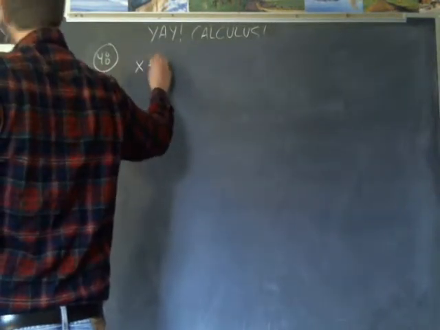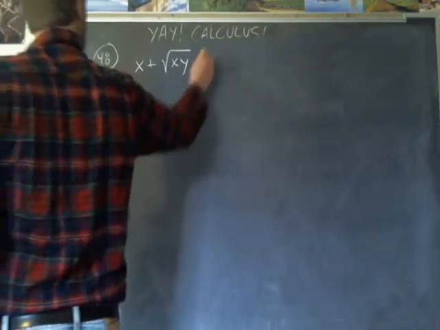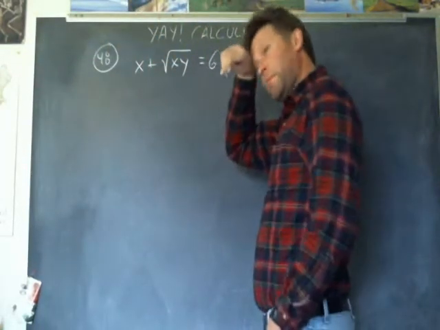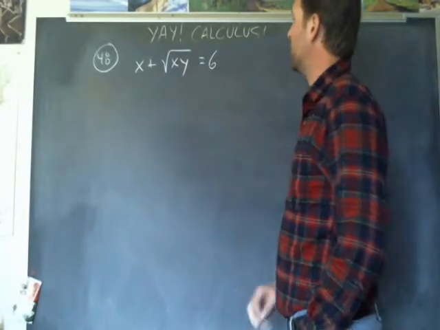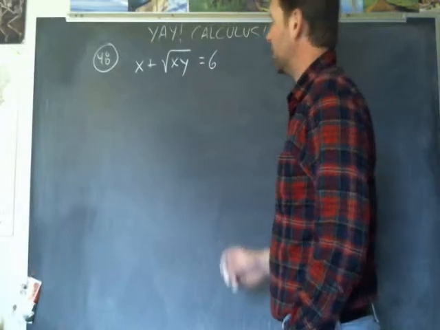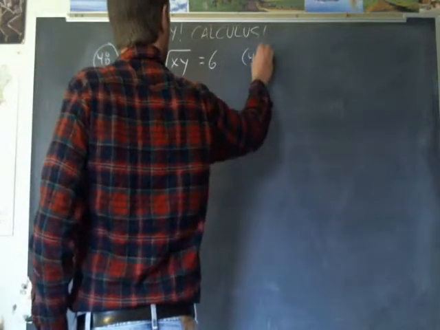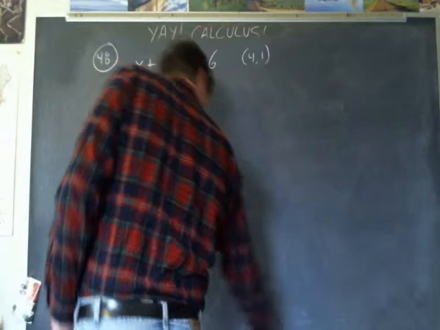Next, we have x plus the square root of xy equals 6. I'm going to graph it in my calculator using parametric equations, solving out for y as a fraction, but as is we don't need to. We do need to find a point at which we want our tangent line and our normal line. So at (4, 1).